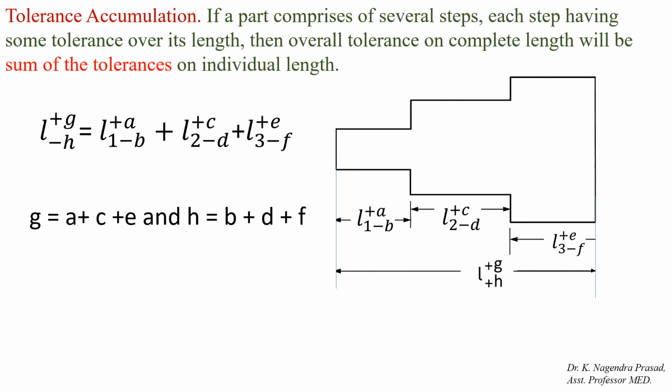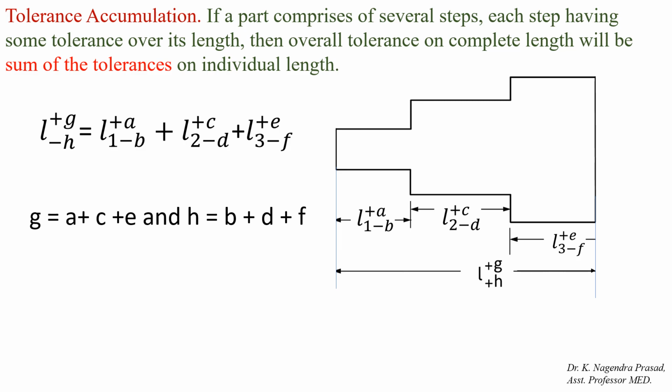Next we will discuss the tolerance accumulation. If a part comprises several steps, each step having some tolerance over its length, then the overall tolerance on the complete length will be the sum of the tolerances on the individual lengths. In this picture, the component is made of 3 individual steps, and each step has its own length and tolerance.